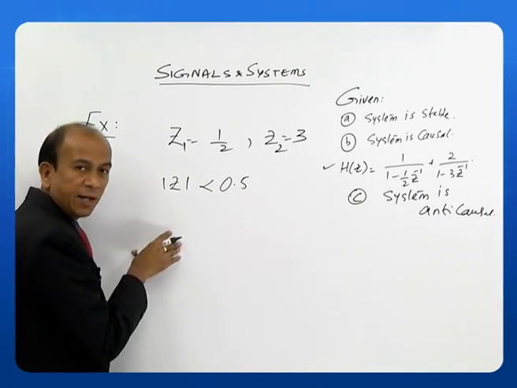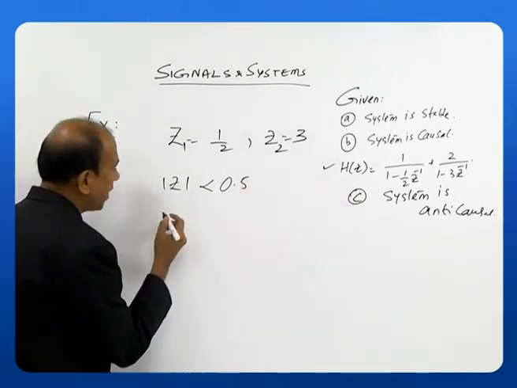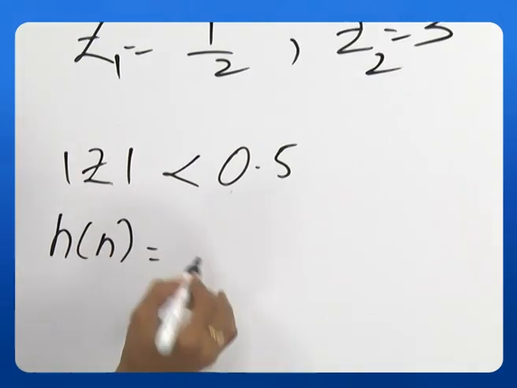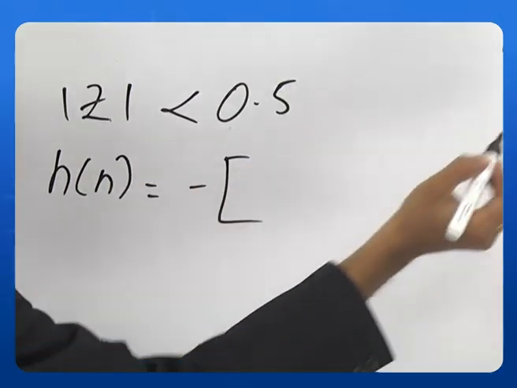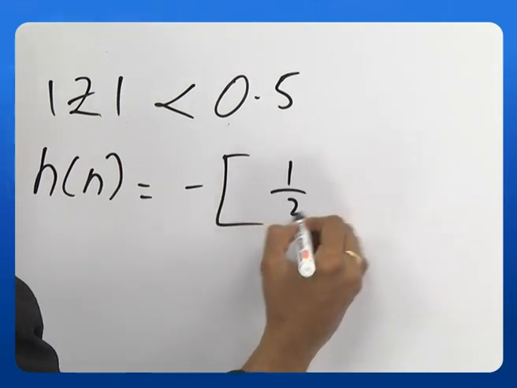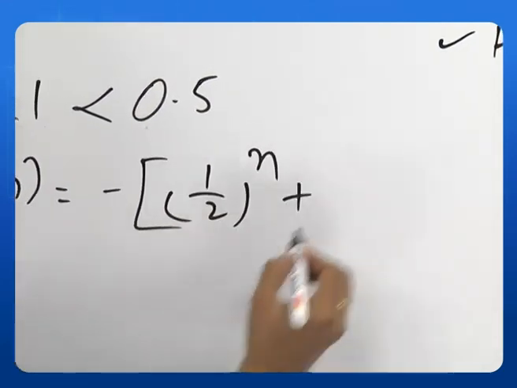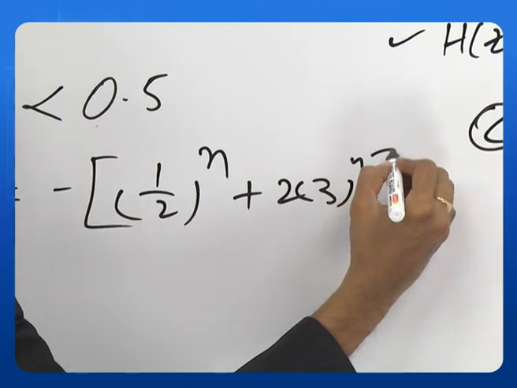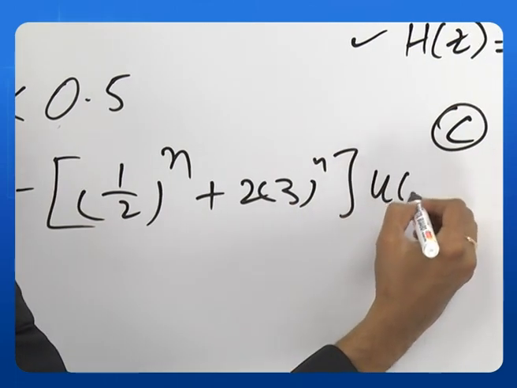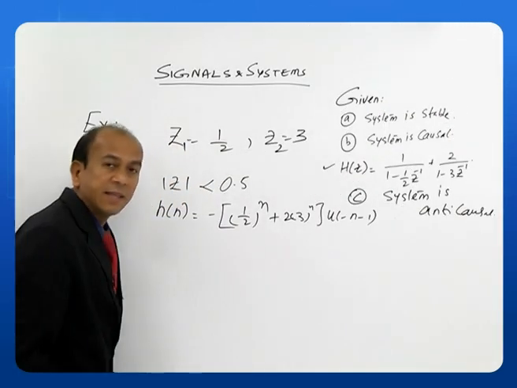Now, when the system is anti-causal, what should be the h of n? h of n will be the negative of the same value we have written earlier, that is, half to the power of n plus 2 of 3 to the power of n, and because it is anti-causal, it will be lying in this area.